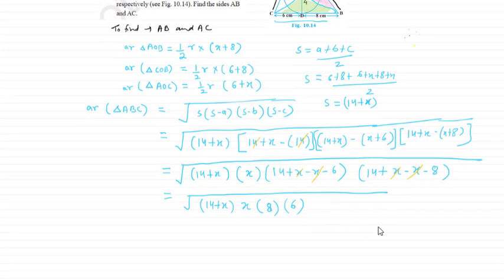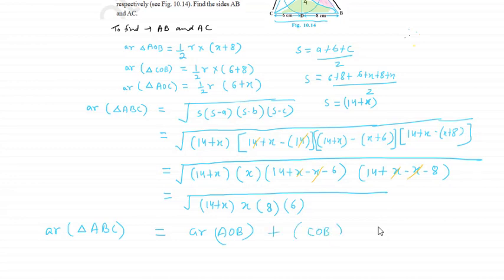As I told previously, the area of this triangle ABC will be the same as the area of AOB plus area of COB plus area of AOC. So the sum of all the small triangles will be equal to this area. So just keeping all these values equal. Here I'll get 6 8s are 48 into x into 14 plus x. This I'll get here. Here I'll just take the areas.